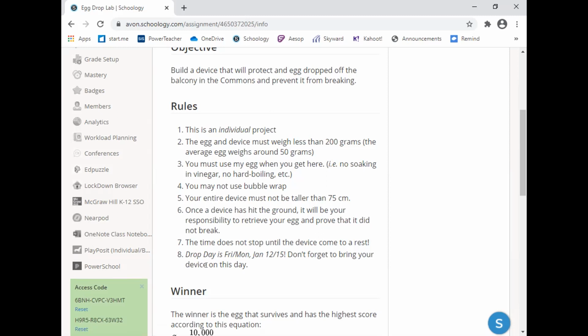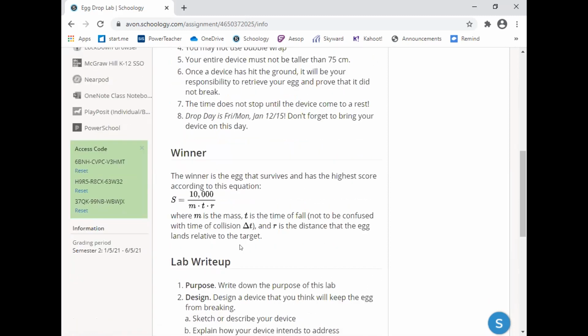And basically the score that you're going to get is given by this equation. So 10,000 is just a constant to make the numbers work, but it's 10,000 divided by the mass, divided by the time, divided by the radius. So that means the lightest device that takes the least amount of time to fall, and there's going to be a target, that ends closest to the target is the one that wins. All right, so the target will be right under you.